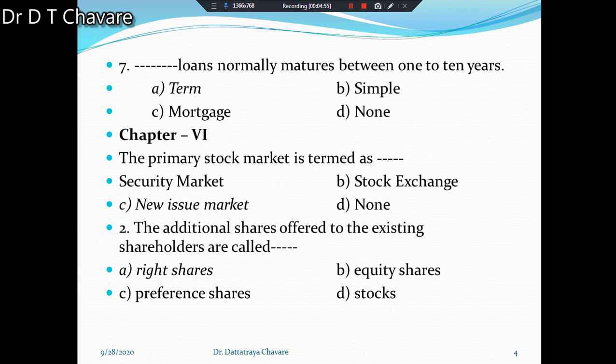First MCQ is there. The primary stock market is termed as dash dash. Alternatives are given here: first, security market; second, stock exchange; third, new issue market; and last, none. What is the correct answer? New issue market is the correct answer. It means that the primary stock market is termed as new issue market.